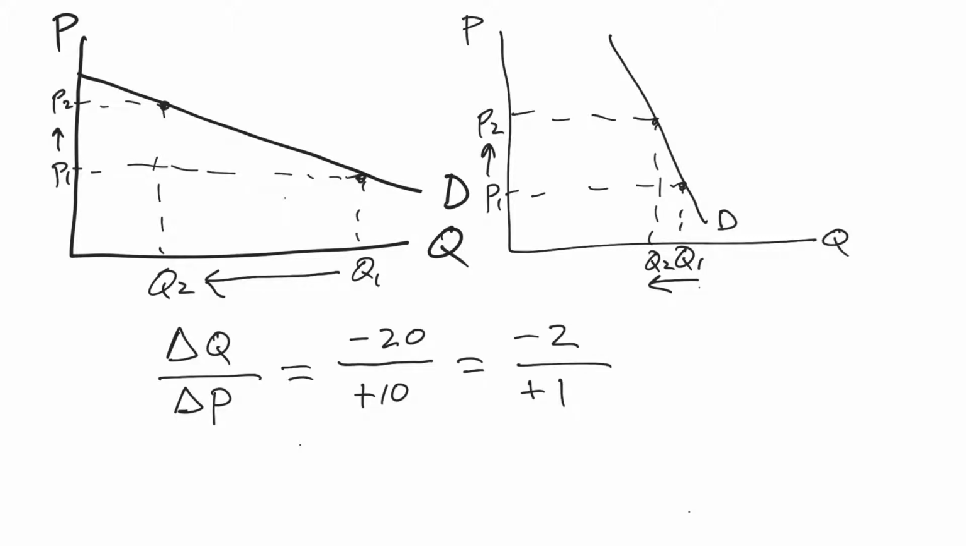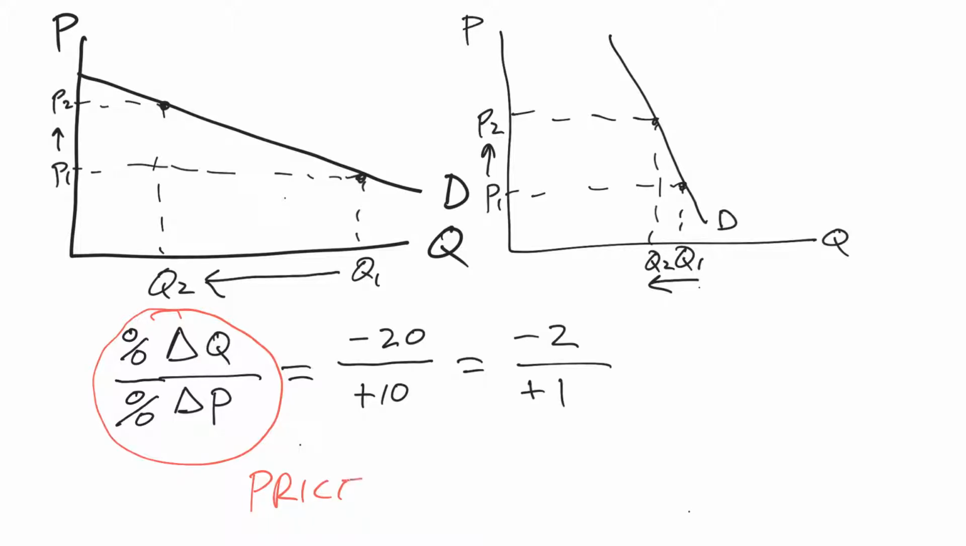So instead, though, we can fix that by taking the percent change in quantity and dividing by the percent change in price. Now it doesn't matter if the units of measurement change, because the percent change won't change. This here is called the price elasticity of demand.